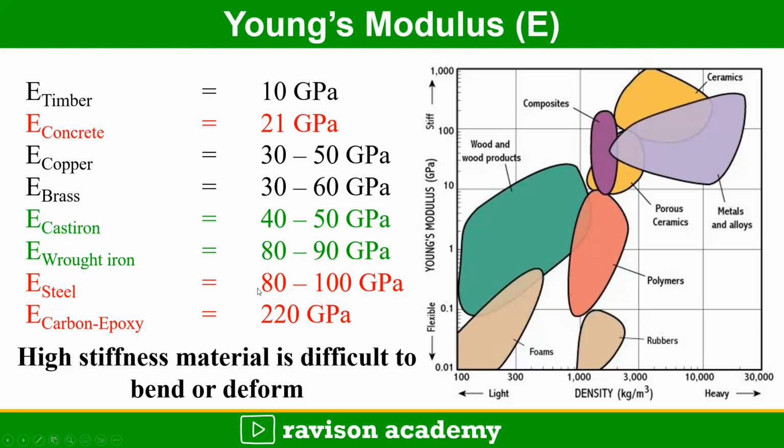For this reason only, the carbon epoxy composites are used in sports bikes and also cycles, right, for the frames in the cycles, where we require lightweight and also the stiffness should be very high. So the high stiffness material is difficult to bend or deform. So from this graph we can tell the higher the Young's modulus, the stiffer it is; the lower the Young's modulus, the more flexible it is.